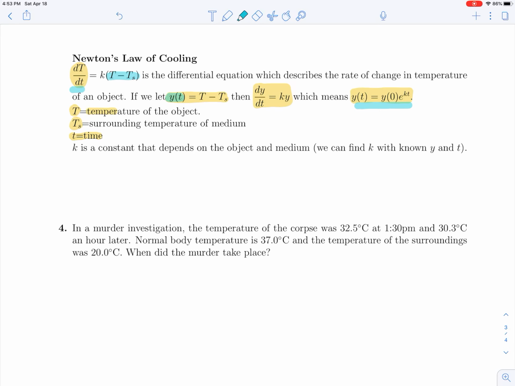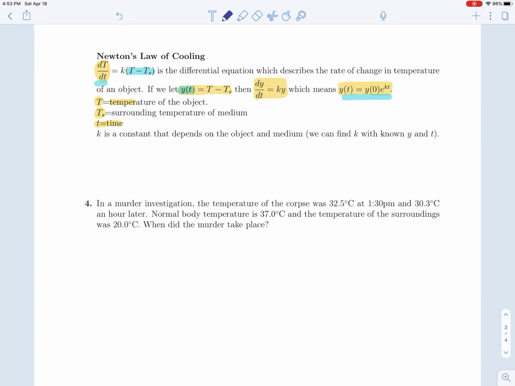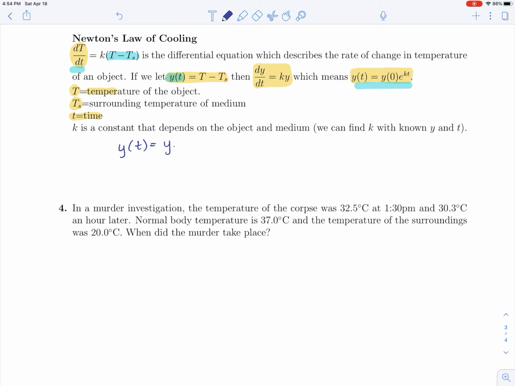So let's go ahead and take a look at number 4. I think I want to write these down though, just the ones that we're going to use. So we're using y of t equals y naught e to the kt. But y is T minus Ts. So y naught is also going to be T naught minus Ts. That's going to be the initial temperature.